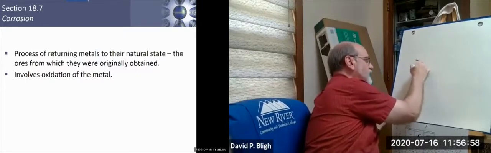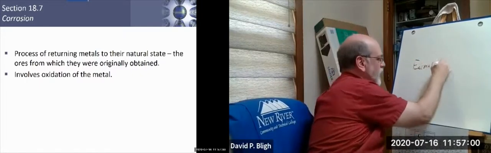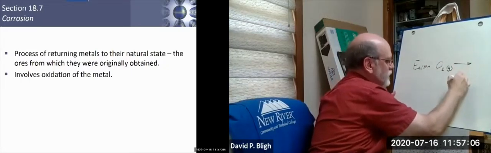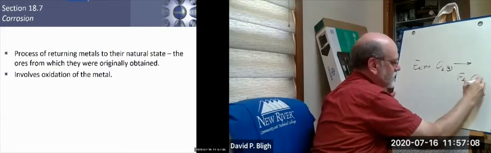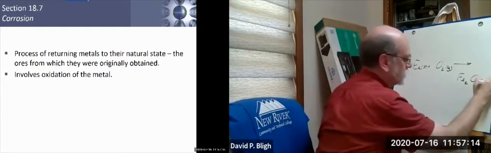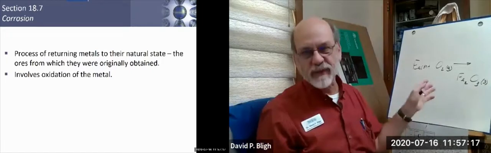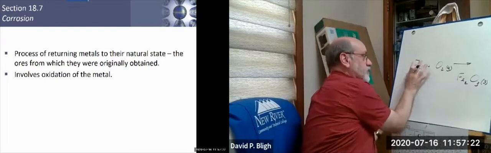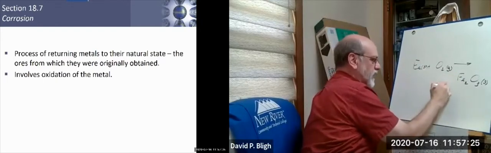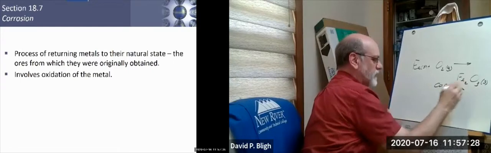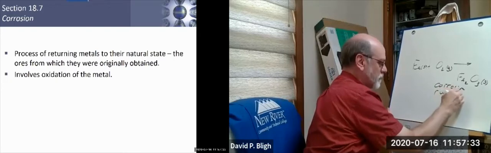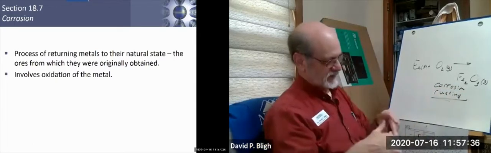So you have the iron metal plus oxygen, which would be a gas, and it produces iron oxide, which would be a solid. It's actually more complicated than that, but I'm simplifying it for illustration purposes. So you want it to remain here, but it goes there. That's corrosion. In fact, this is a special kind of corrosion called rusting. Okay?